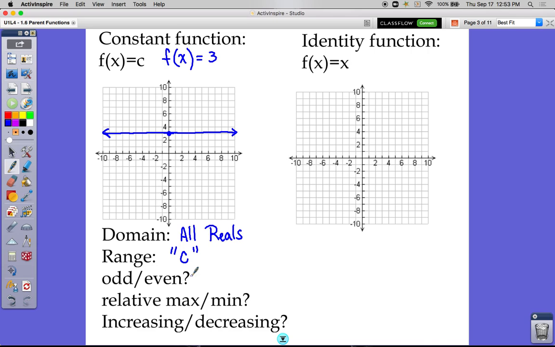Well, remember, the test for odd and even is to start off with f of x and see if f of x is equal to f of negative x. Also, you can look and see, is this symmetric about the y-axis, or is this symmetric about the origin? In this case, if I plug in a negative for x, there's no x to substitute, so it's going to stay the same. f of x is in fact equal to f of negative x. That makes this function even.